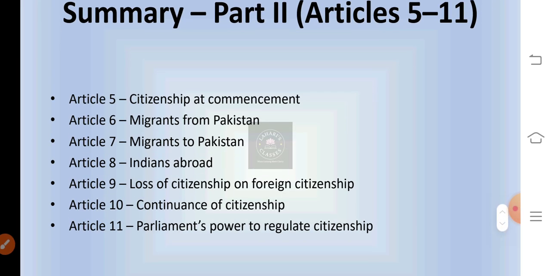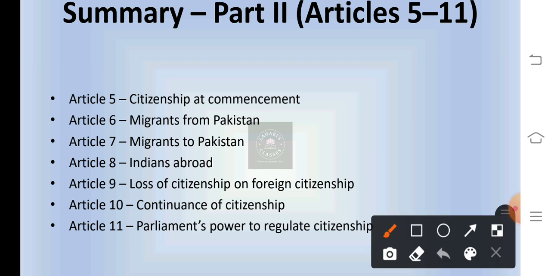So let's have a summary of all the articles, Articles 5 to 11. Article 5 says the citizenship at the commencement of the Constitution. Article 6 says the conditions for a person who migrates from Pakistan. Article 7 says about the Indians who migrate to Pakistan. Here it is from, and in Article 7 it is to.